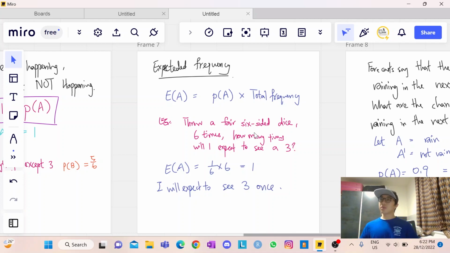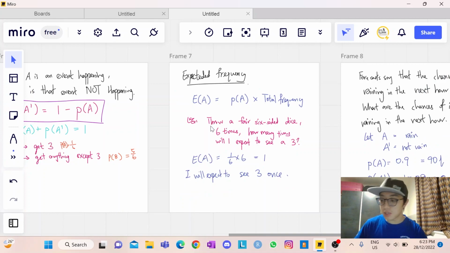Sometimes it might sound a little bit funny saying that I'm going to expect to see 1.5 times, but that is the mathematical way of saying that I will see tails 3 times out of 2 throws... that is, 3 halves. So this is basically all for this introduction to probability video.